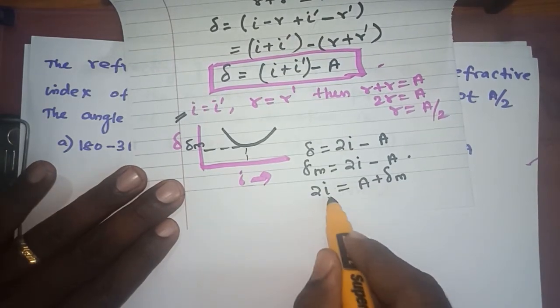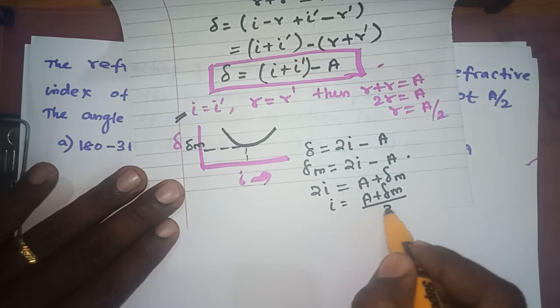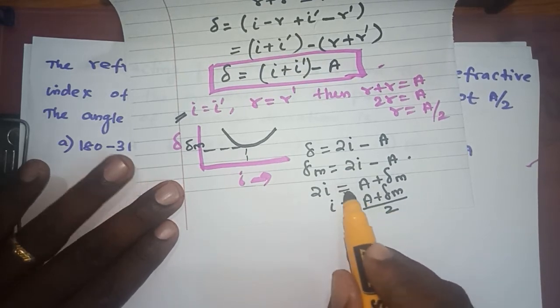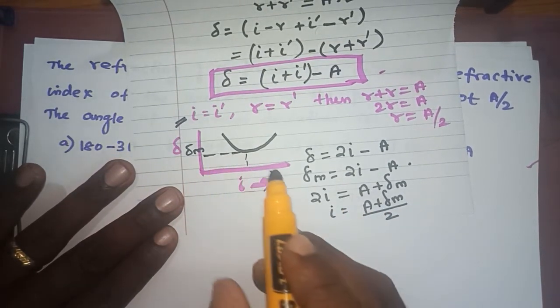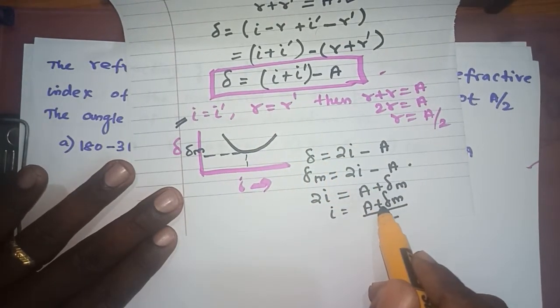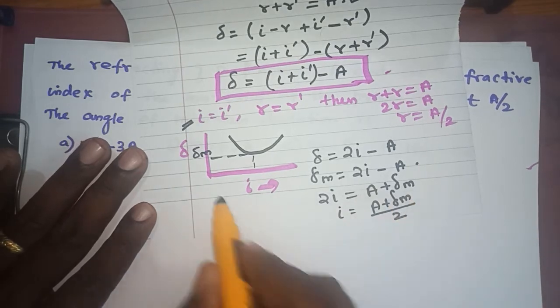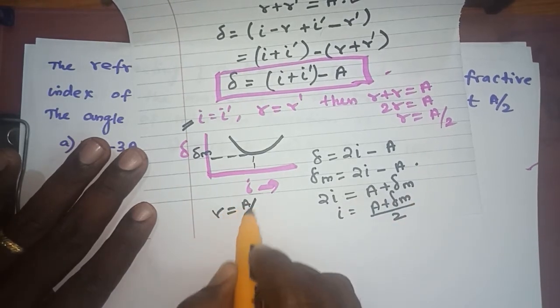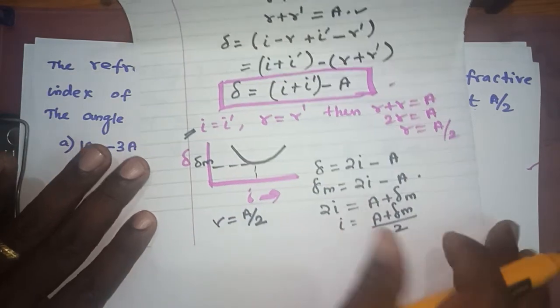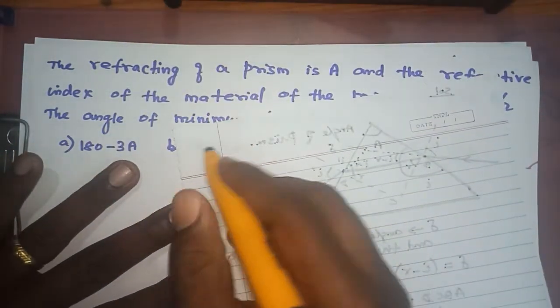I is equal to A plus del m by 2. Since this is a lengthy process of understanding, because at any instance in your sum you will get this type of del and I. Now you have I equal to A plus del m by 2 and R is equal to A by 2. With these two relations, what is your mu?